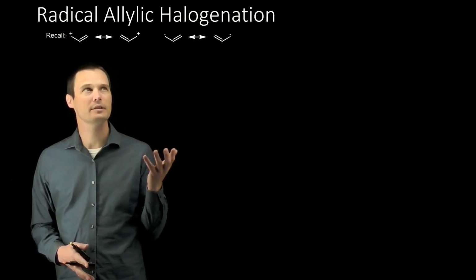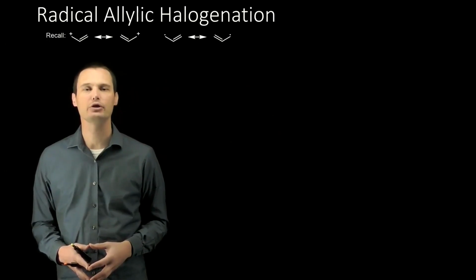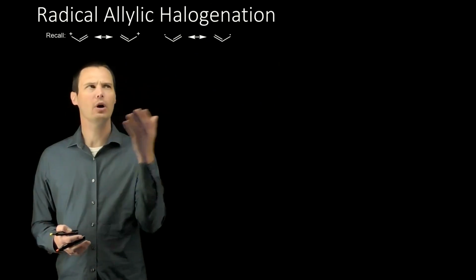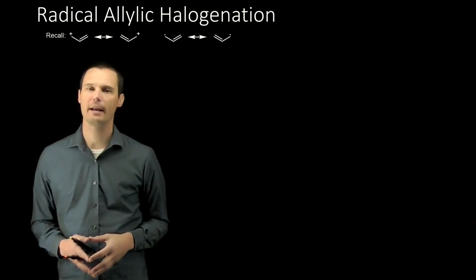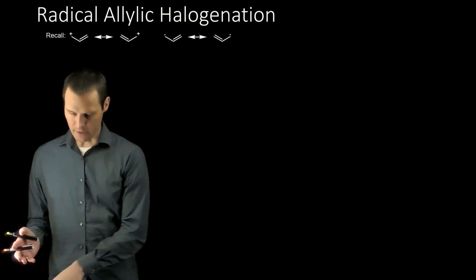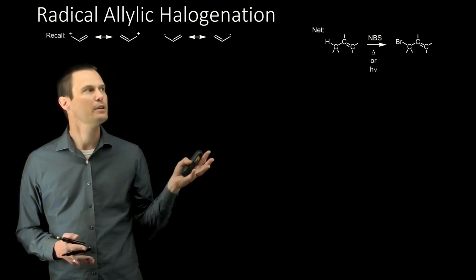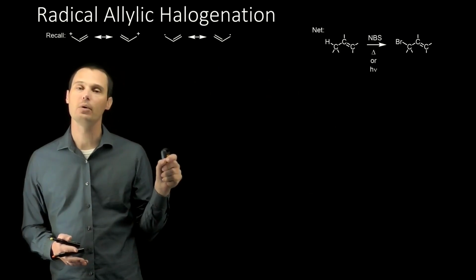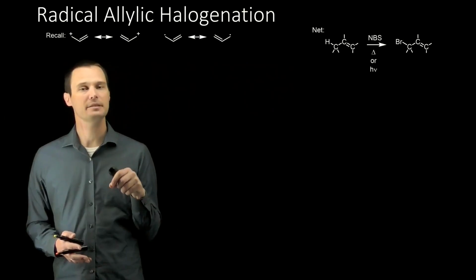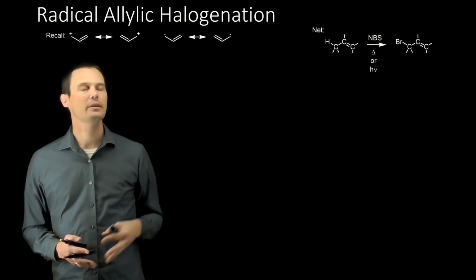In this video, we're going to discuss the radical allylic halogenation reaction. As we begin, recall that radicals, like carbocations, can be stabilized by resonance. The radical allylic halogenation reaction is a reaction of an alkene. Specifically, though, it's the sp3 hybridized carbon next to the alkene. That carbon next to an alkene has a name.